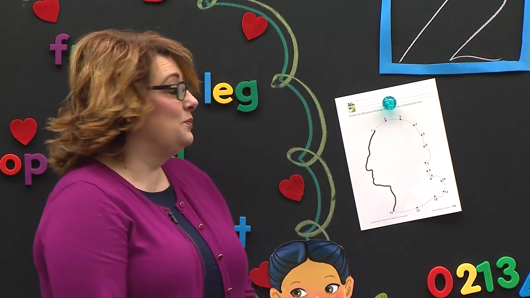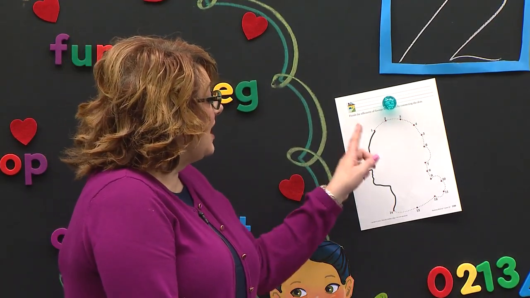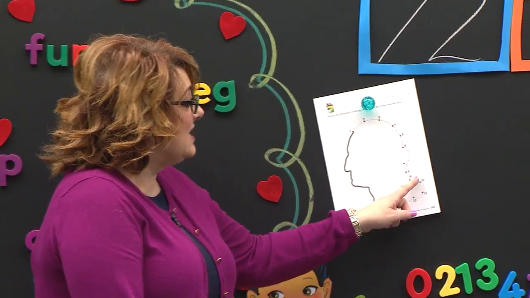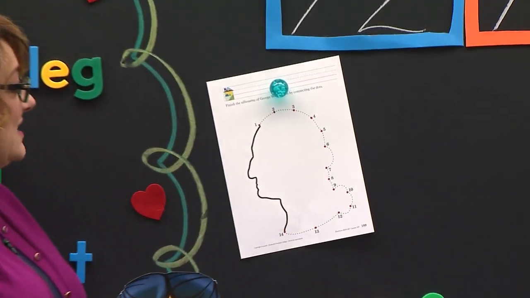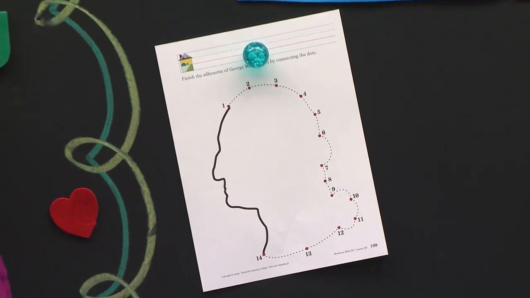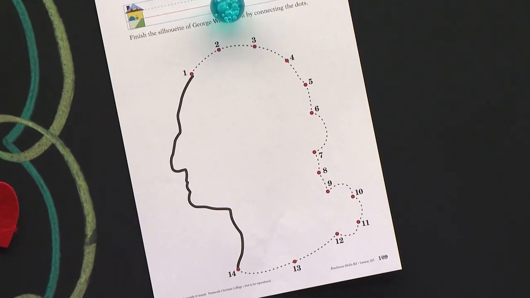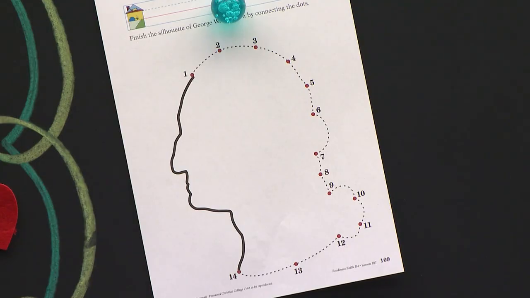Now, this paper shows me that there's lots of dots right here, which means we need to connect the dots to finish his face. When we connect the dots, there's some numbers there. What do we always start with? One. Then we go to? Two. Then? Three. Then? Four. Good. And then we'll keep going from there.